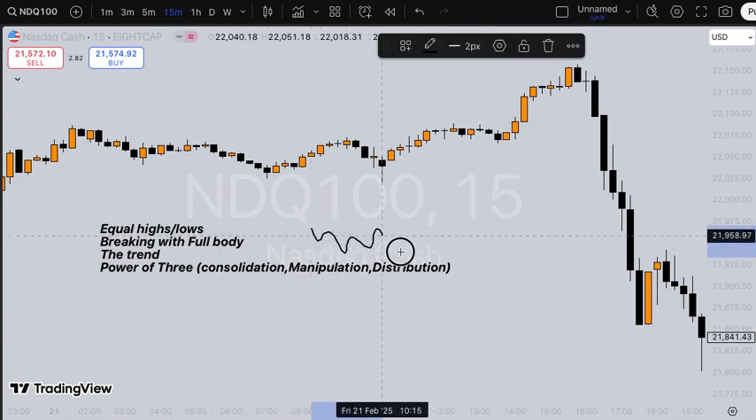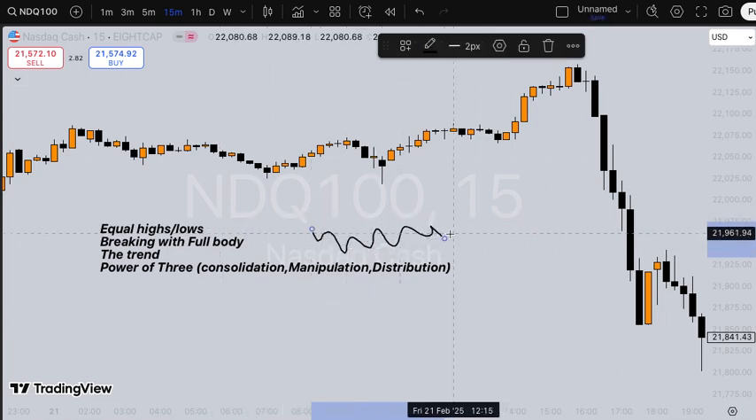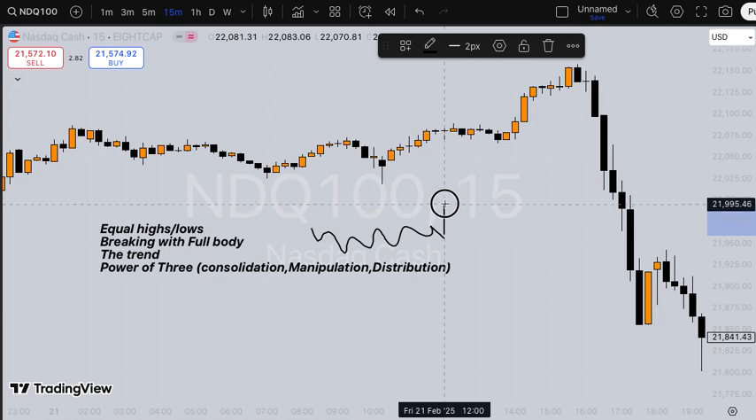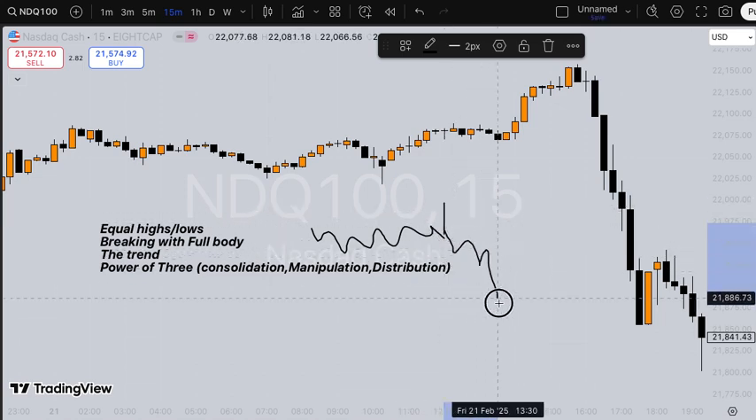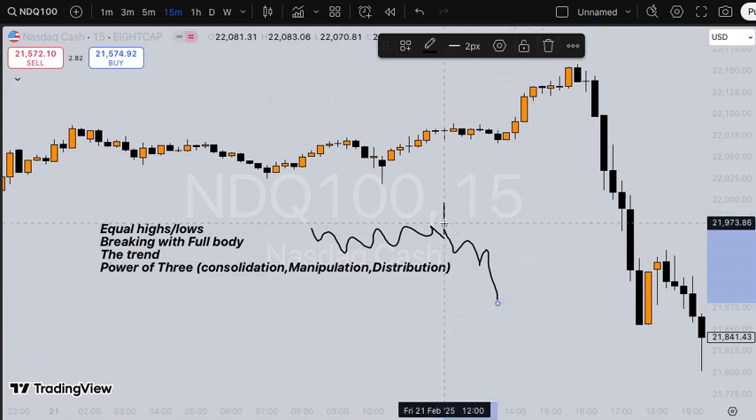So the market has been consolidating the whole day, right? And before the manipulation, when it manipulates, it manipulates with a wick, not a full body. Please understand this one. Why a wick? So that the market comes down and continues to the downside.